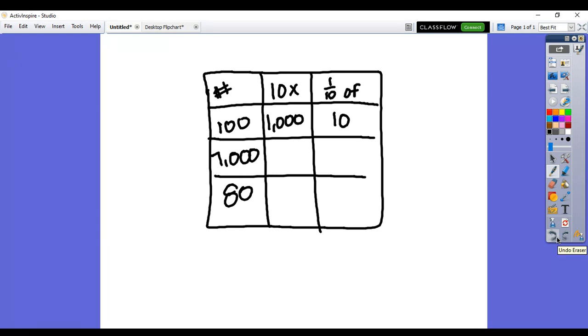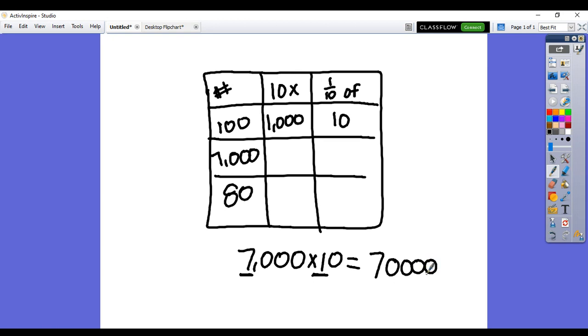Then we've got 7,000. So we want to figure out 10 times as much as 7,000. Remember, we can underline our digits that aren't zeros. 7 times 1 gives me 7. I've got 1, 2, 3, 4 zeros. Count backwards to 3. Put my comma there. So 10 times 7,000 would give me 70,000.